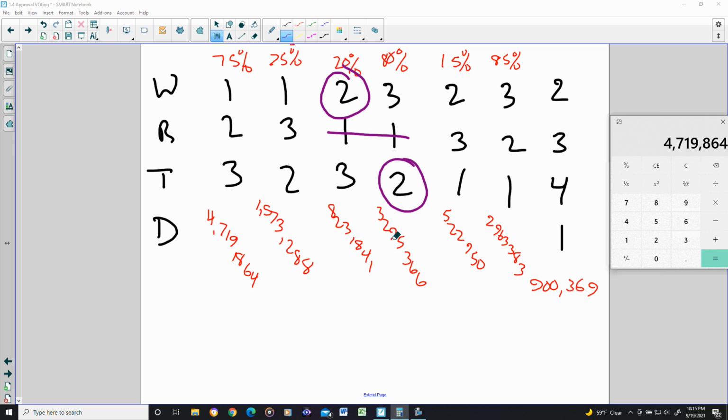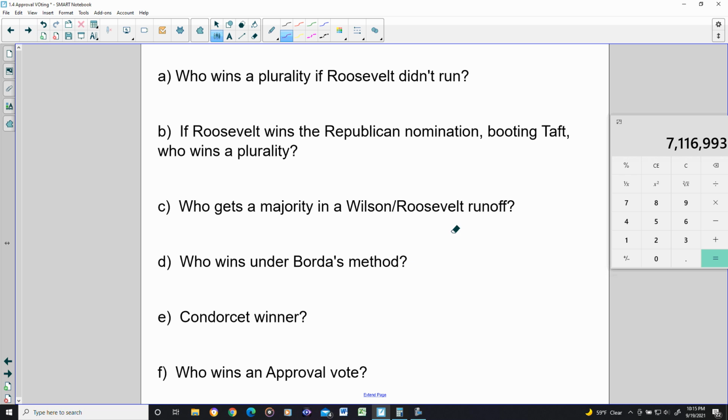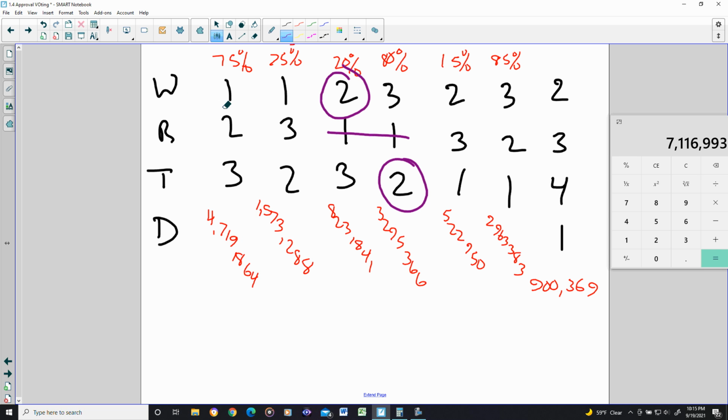4,719,864 plus 1,573,288 plus 823,841. 7,116,993. So Wilson here has 7,116,993. Okay, and the reason that we got that, of course, is that Wilson's voters stayed the same, but this group here of 823,000, they're going to vote for Wilson instead of Roosevelt because Roosevelt's not running.